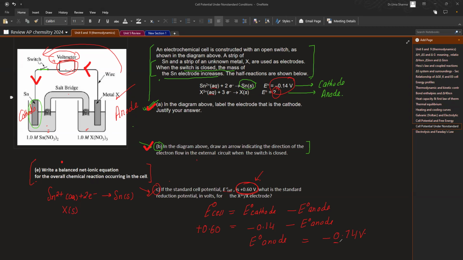In fact, if you check the reduction potential table, this is zinc metal. Oh, but zinc cannot have 3 plus. It's chromium, I think, not zinc. This is chromium metal. And it's going to give you X3 plus aqueous and 3 electrons. Now you're going to add these two reactions after equalizing the electrons.